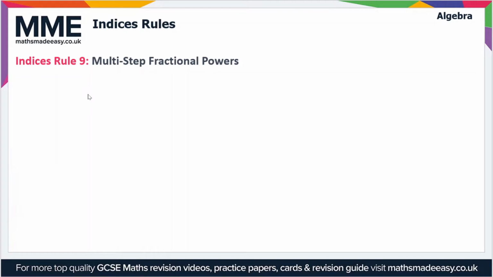So moving on to rule 9 then, this is multi-step fractional powers. This is essentially just an extension of rule number 8. So if we have an example, 64 to the power 2 over 3. In this instance, the numerator is bigger than 1, so this is multi-step at this point. We can rewrite this expression as the cube root of 64 squared. Now, this is obviously quite a difficult calculation to perform because we don't really want to be squaring 64. It's going to be quite a large number.